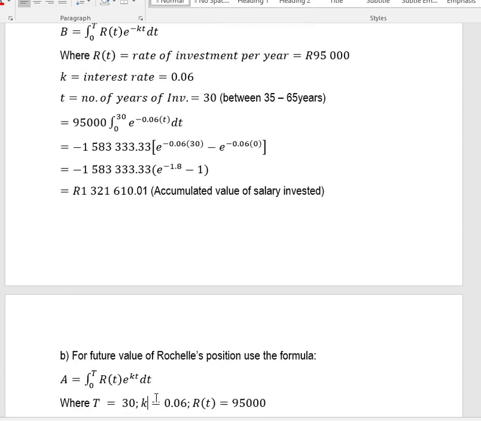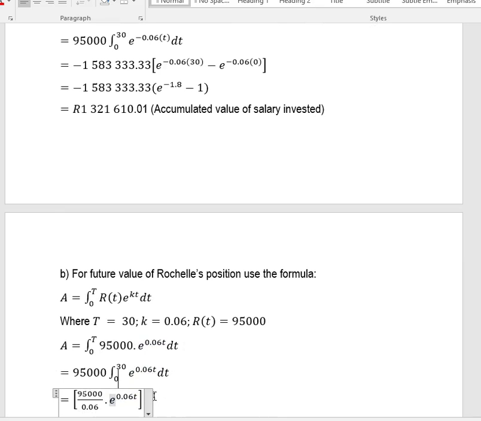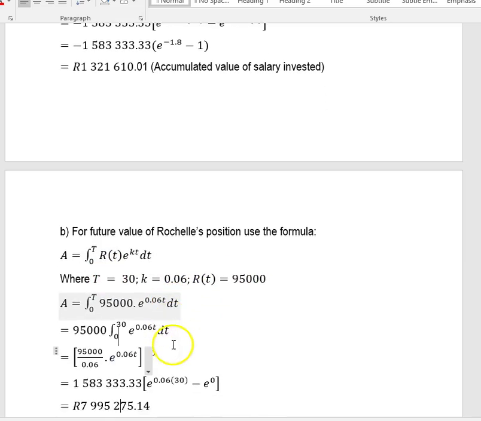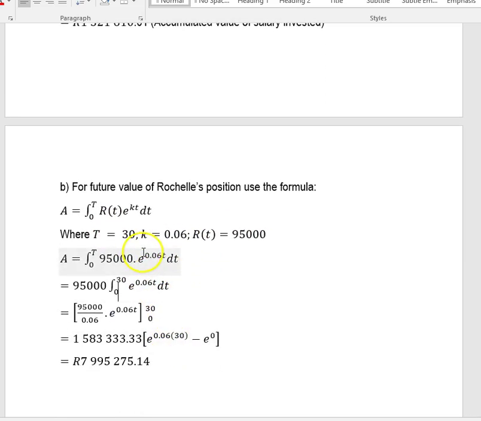Let's look at the accumulated future value of the investment. Now you see here, instead of using a negative power, I'm using a positive power. That's the difference between the accumulated present value and the accumulated future value. The future value has a positive exponent. Still using all the same values as before. You can see the only difference is that the power has changed to positive.